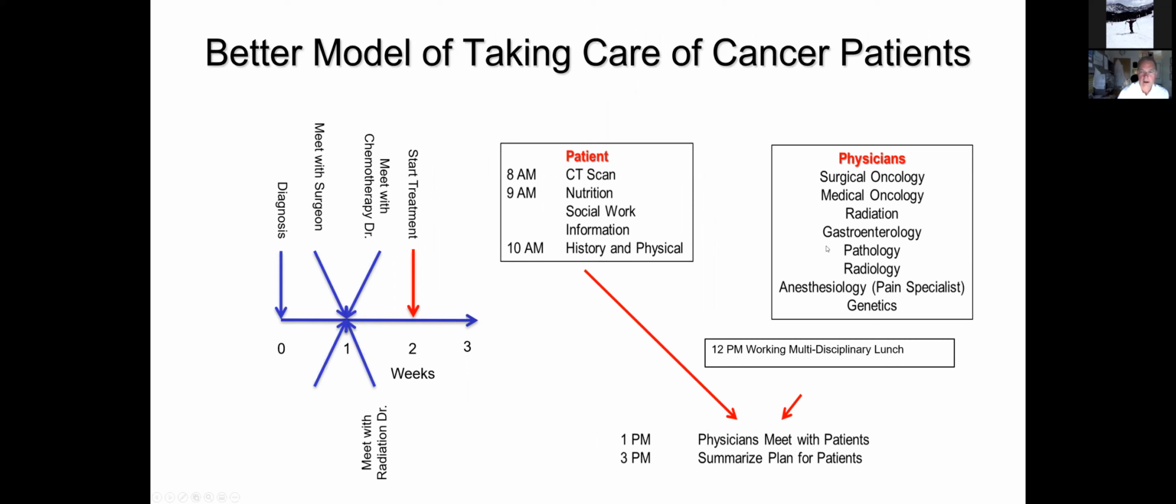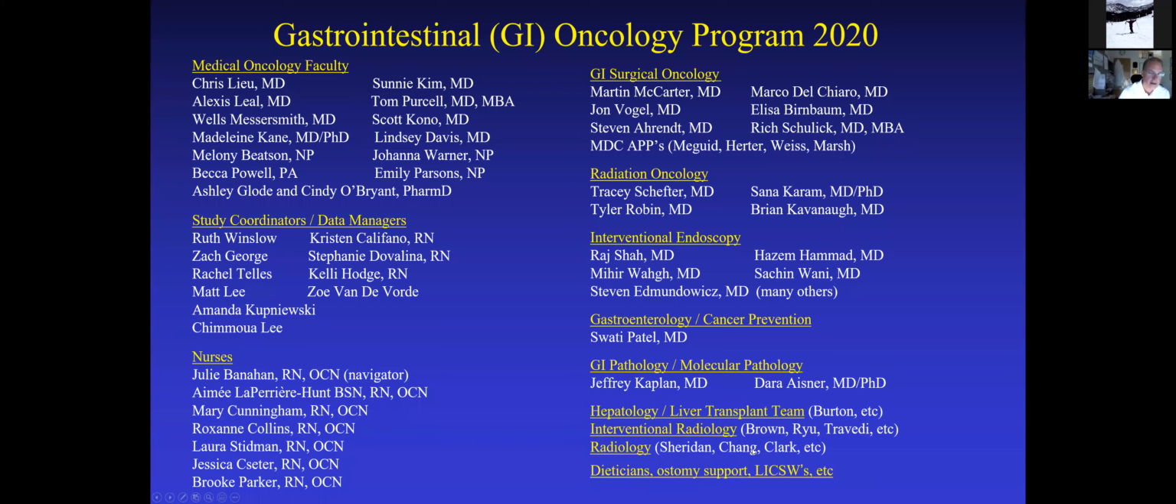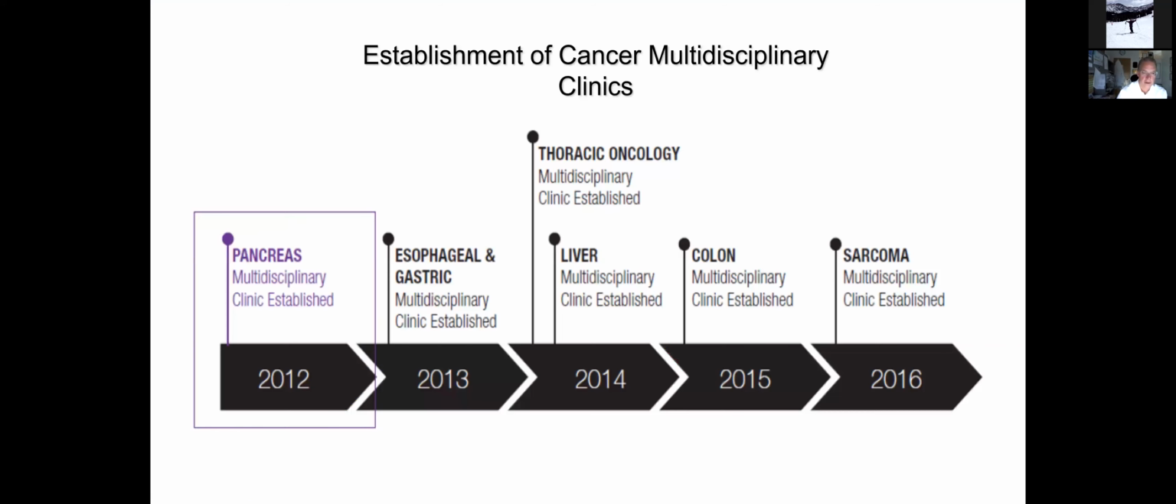And then we have all of these groups review the case, have a working lunch, and then we actually meet with patients and summarize their care plan. So it's one of the things that we've really pioneered. And you can see this is just the GI group. I happen to work in colorectal, pancreatic, gastric, and other gastrointestinal cancers. It's a large group of people. We have a lot of doctors involved, and also other people such as nurses and study coordinators and other folks who are quite important for the team. But all of these people come together to try to take care of patients.